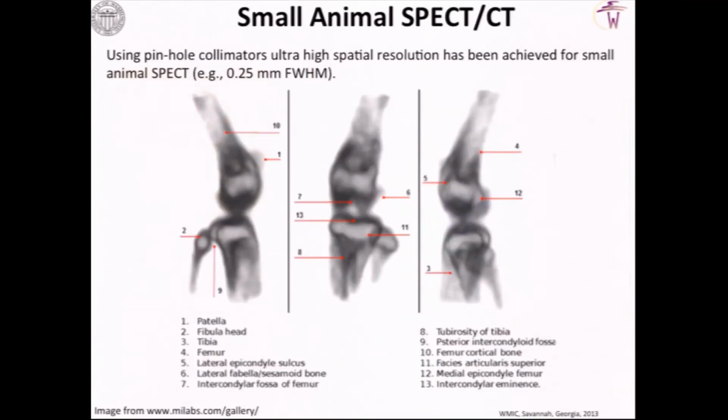Okay, this is again an image similar to one that Dennis showed. This is a SPECT bone scan with about a quarter millimeter spatial resolution, and these are mouse bones. When you get spatial resolution on this order, maybe you don't need the CT anymore for anatomic localization, because you're getting such fantastic spatial resolution for the SPECT. But this is part of a SPECT/CT system.